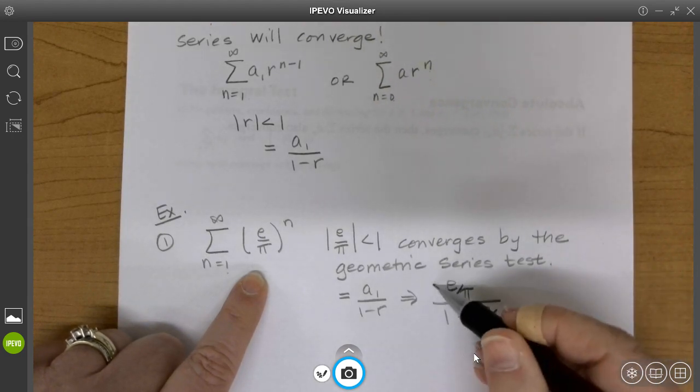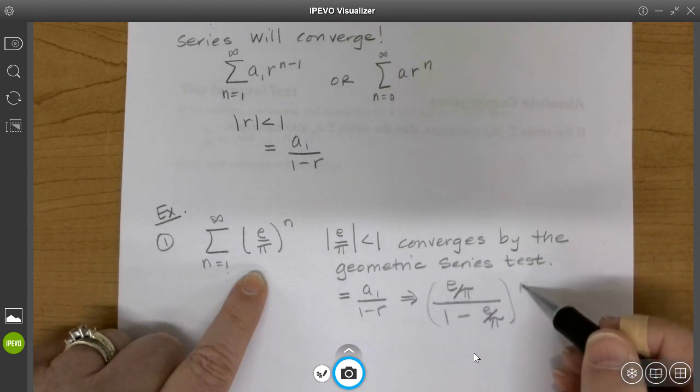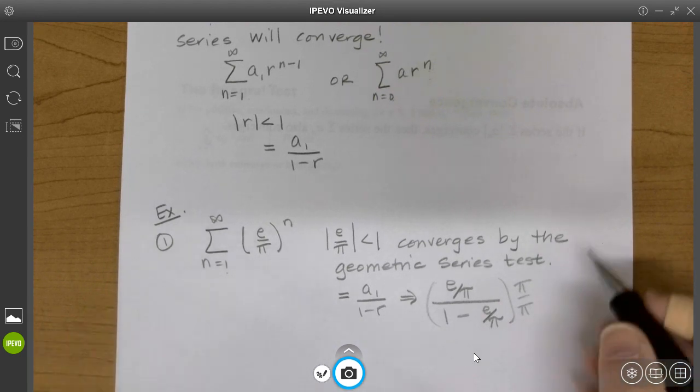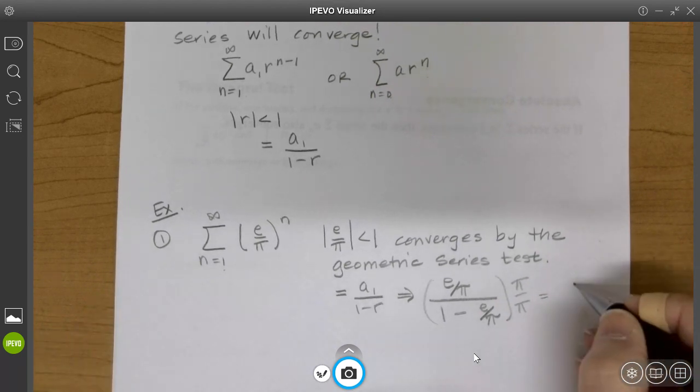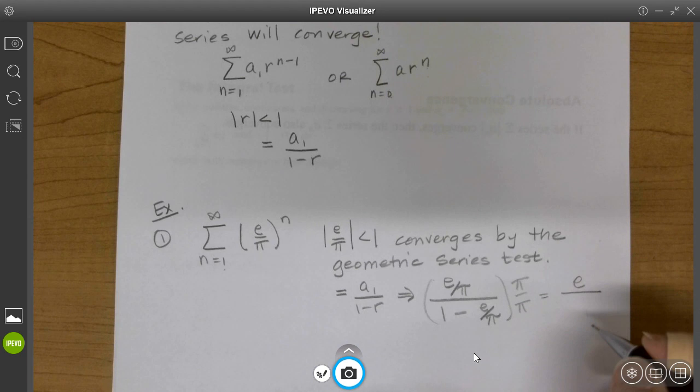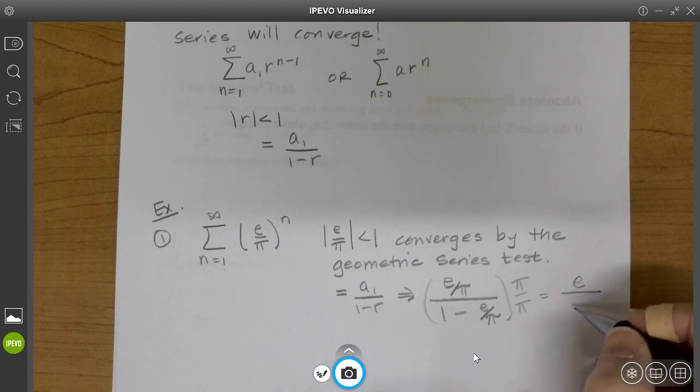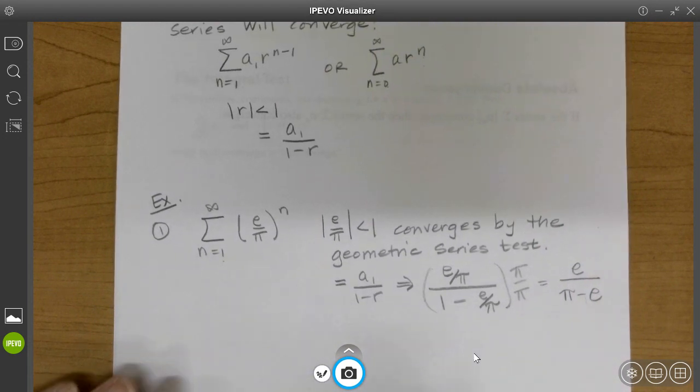And let's simplify our double-decker fraction here by multiplying the whole expression by pi over pi. And that means our sum will be e over pi minus e. And that would be the sum of this series that converges by the geometric series test.